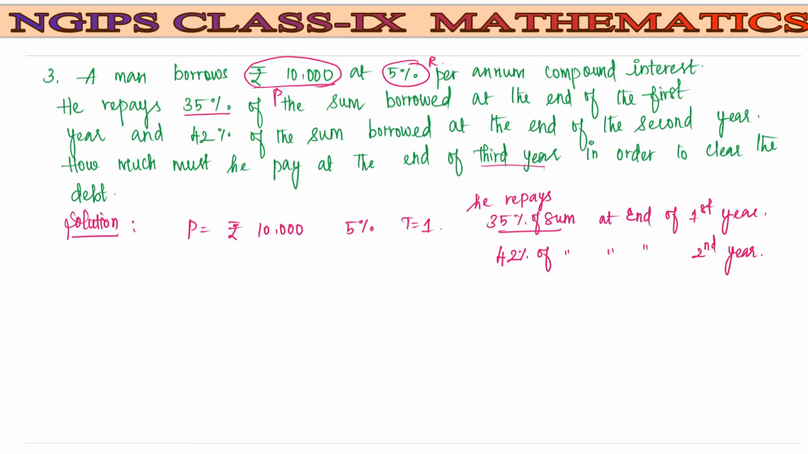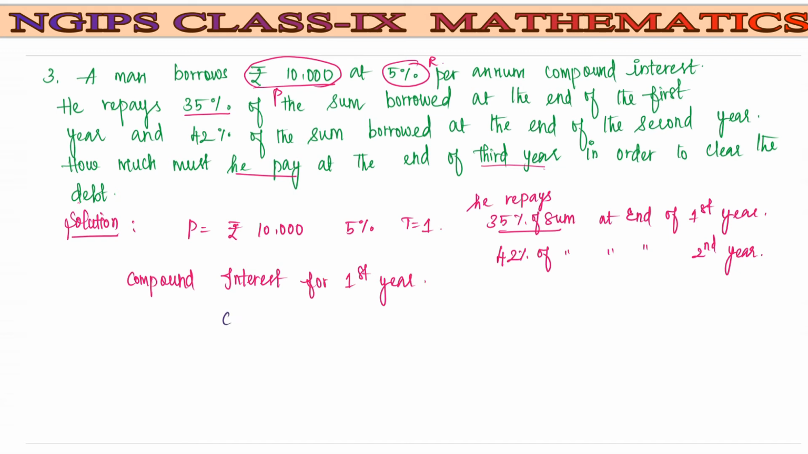After repaying, for the leftover amount we need to calculate for the third year. At the end of the third year, how much he has to pay to clear the debt, that we need to calculate. Now here principal is 10,000 rupees, 5% rate, time period 1. First we will calculate for the first year. Now the compound interest for the first year.